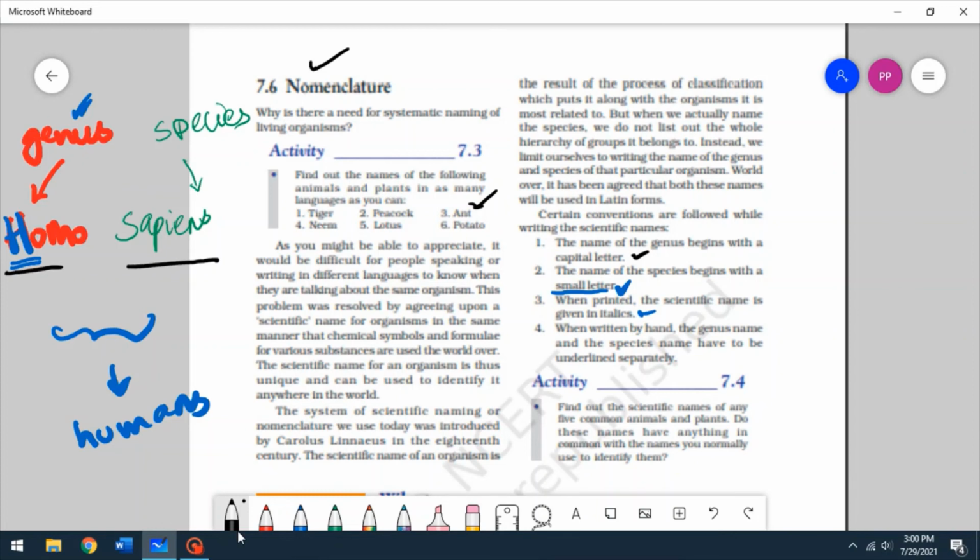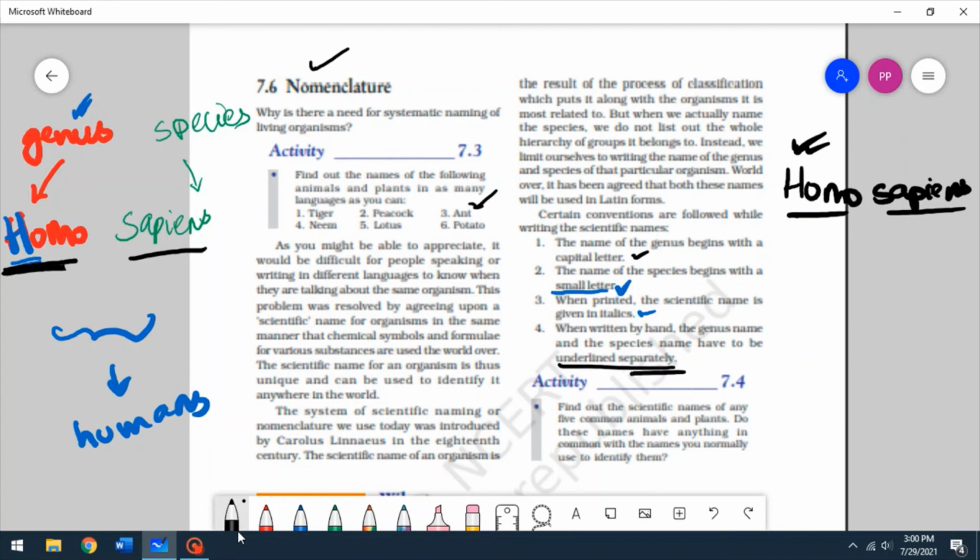First of all they have to be underlined, and second of all they should be underlined separately. You cannot do this. That is wrong. They have to be underlined separately. So I have one underline under Homo and one for sapiens. That is the correct way to write the scientific name. So the correct way would be Homo sapiens, and I underline each of them individually. This will be the right way to write the scientific name of a human.